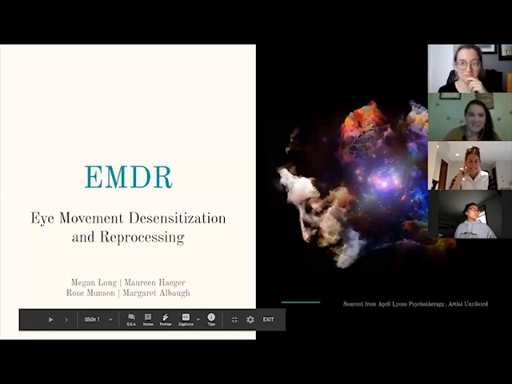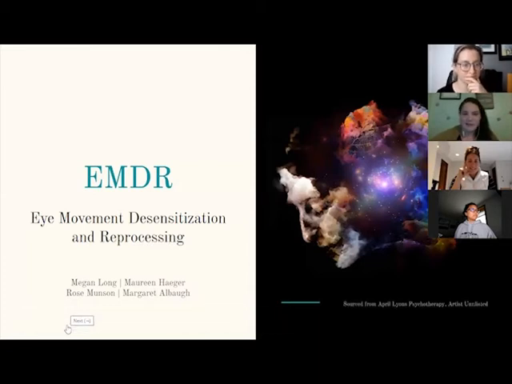Our group presentation is on EDMR, which is eye movement desensitization and reprocessing. And this is Megan, Maureen, Rose, and Margaret.